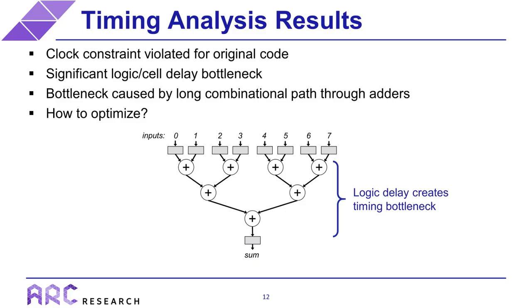All right, so now we've gone through the timing analyzer and saw that the original 200 megahertz clock constraint was violated by our original design. And we saw that the biggest bottleneck was due to logic or cell delays that resulted from a long combinational logic delay between all of the adders. So how do we go about optimizing this? Well, if you remember from the previous presentations, one common way of reducing logic delays is through pipelining. So let's go ahead and try that.